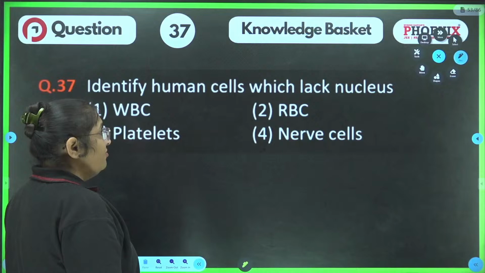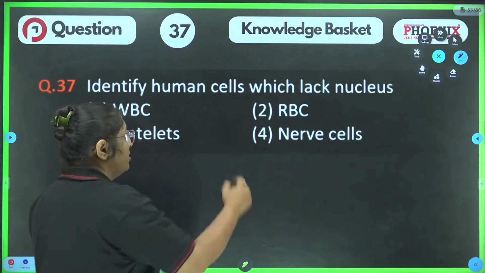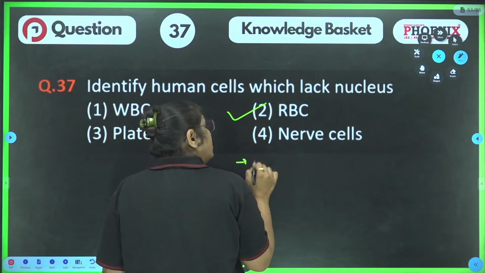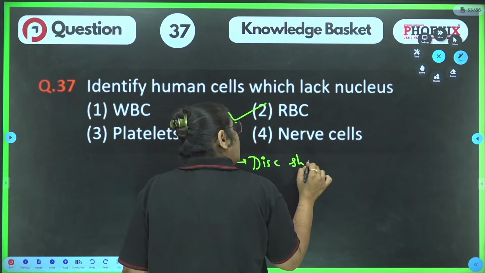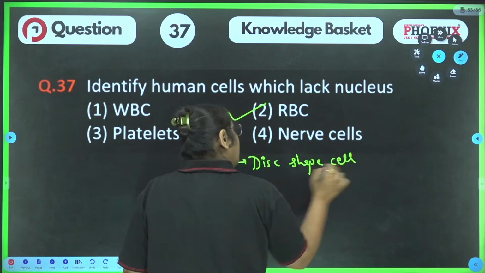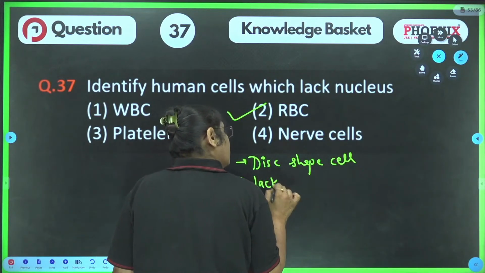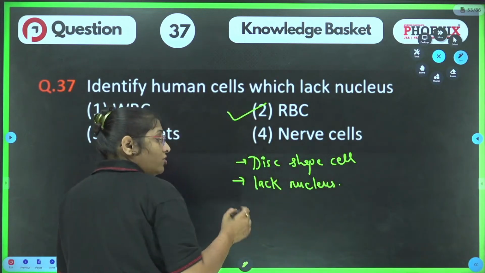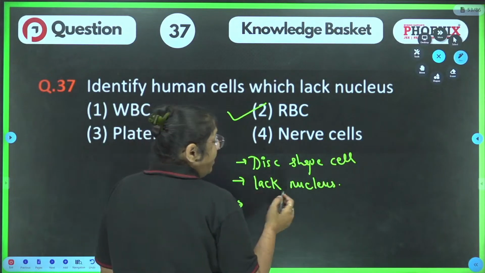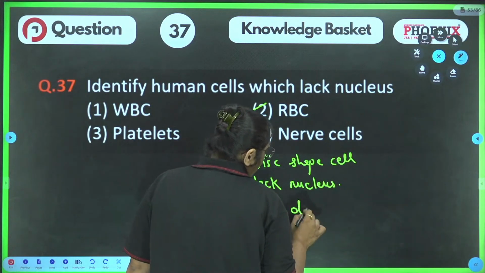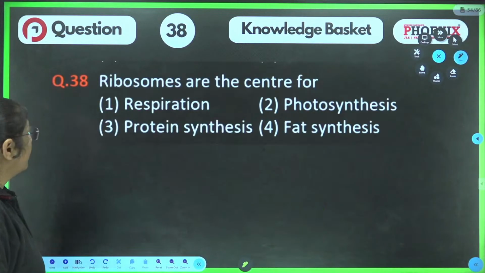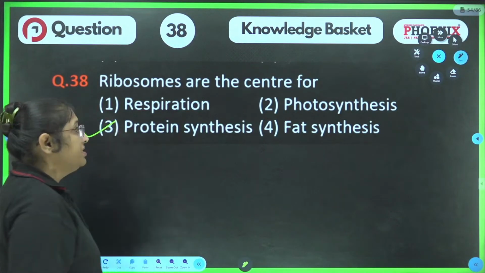Identify the human cell which lacks the nucleus. So the answer is RBC. RBCs are disc shaped cells. They lack the nucleus, so they can carry enough oxygen, and also their lifespan is only 120 days. Ribosomes are the center for protein synthesis.